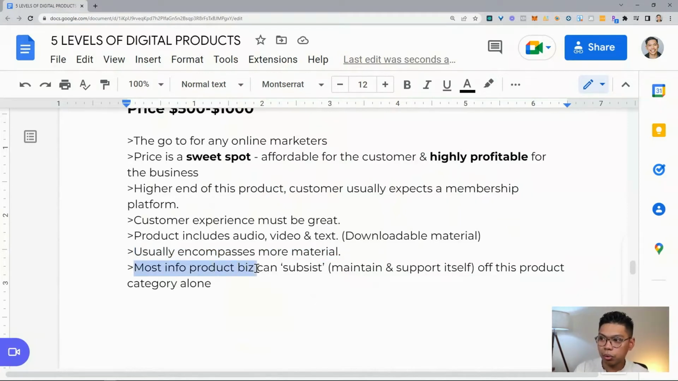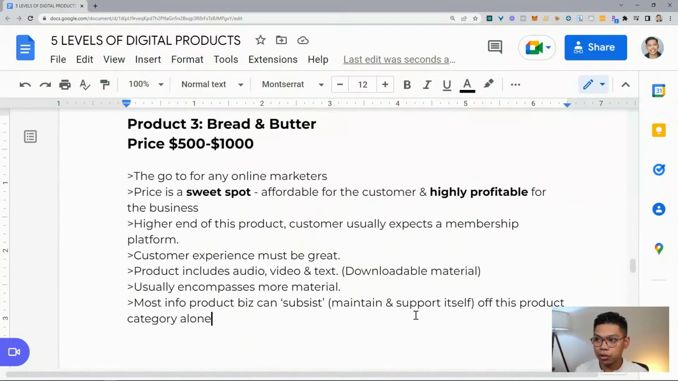And most info product businesses can subsist, which means maintain and support itself off this product category alone. So if you're able to scale this product to where it's at, just this product alone can create a multiple six figure, seven figure a year info product company. If you can really hone in and build a program, a brand, an education company off this price point, off this product alone, get a lot of happy clients, get a lot of testimonies, an amazing customer experience, it's getting great results. It's helping people go from A to Z in that specific niche.